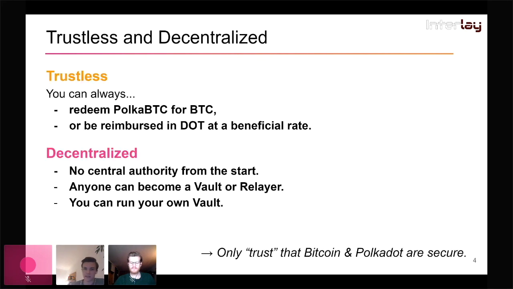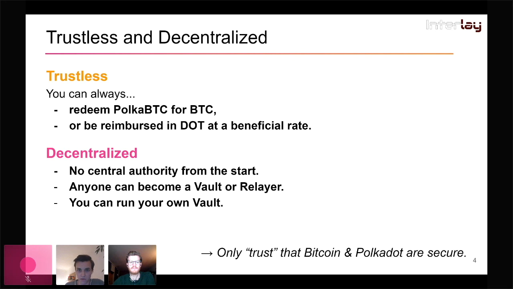So why do we say that PolkaBTC is the most robust and most secure bridge in the entire ecosystem, not only in Polkadot? The reason for this is it's trustless and it's decentralized. And it's trustless because you can always redeem PolkaBTC for BTC, or you'll get reimbursed in DOT at the beneficial rates. And it's decentralized because there's no central authority from the start. It's decentralized from the very beginning.